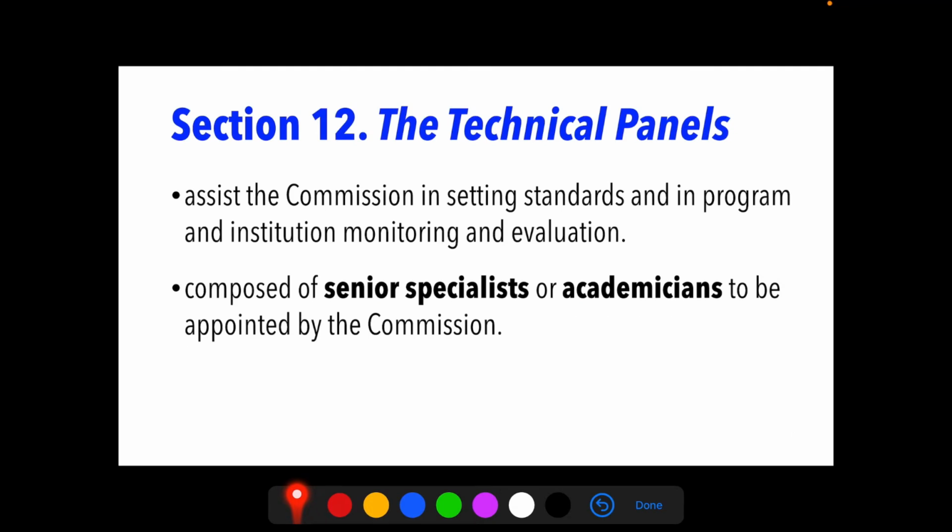Section 12, the Technical Panels. The Commission shall reconstitute and/or organize technical panels for different disciplines or program areas, and they shall assist the Commission in setting standards and in programs and institution monitoring and evaluation. The technical panels shall be composed of senior specialists or academicians to be appointed by the Commission.